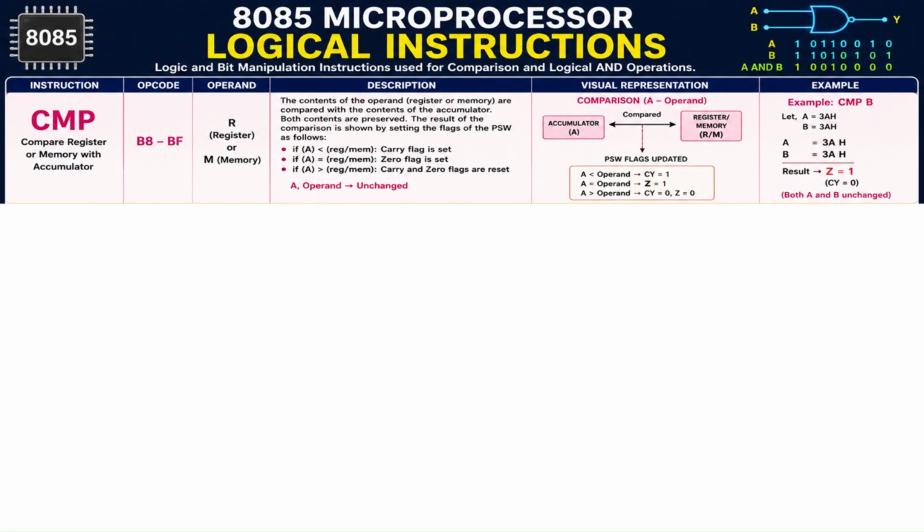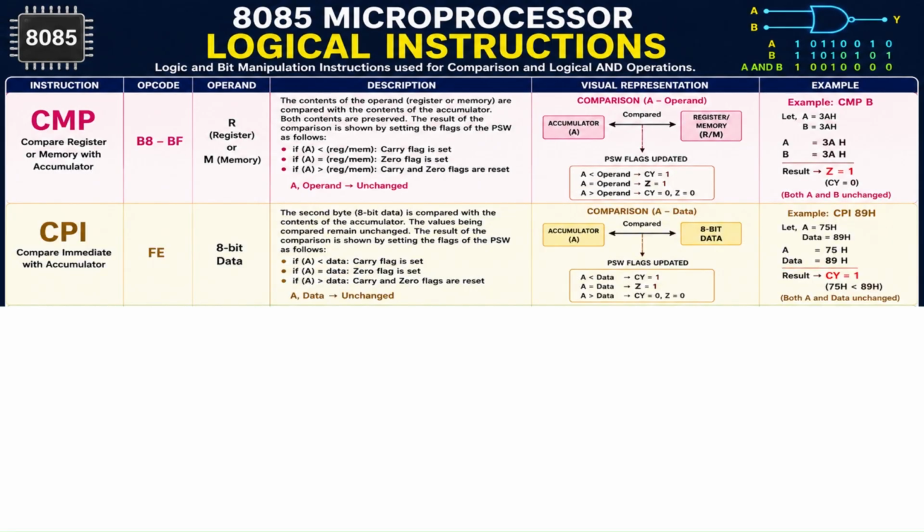Up next we have CPI, compare immediate with accumulator. This working principle is almost identical to CMP. The only difference is instead of comparing with a register, the accumulator is compared with an 8-bit immediate data written inside the instruction itself. Again, look at the diagram. Accumulator on one side and immediate data on the other. And only the flags are updated, neither value changes.